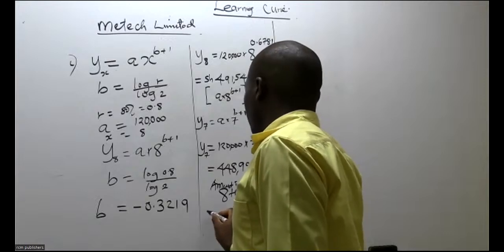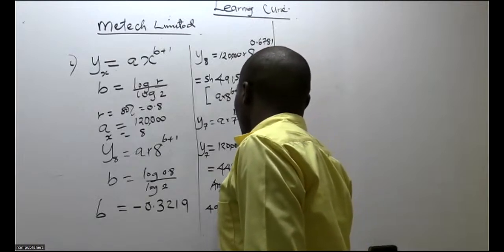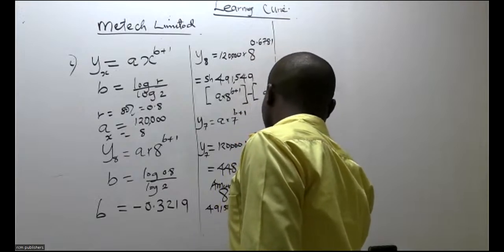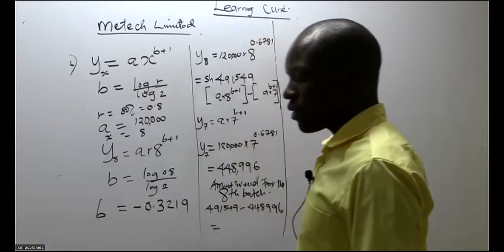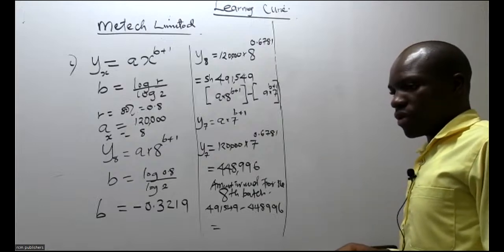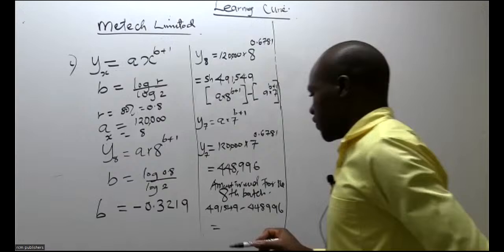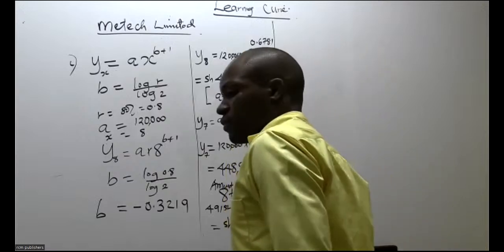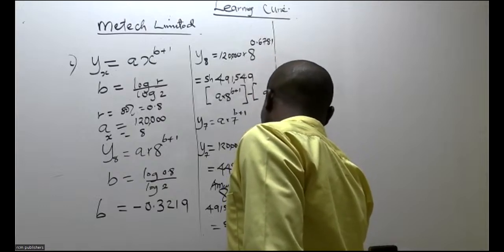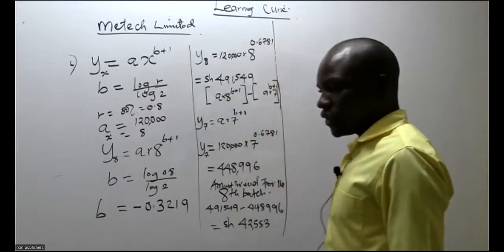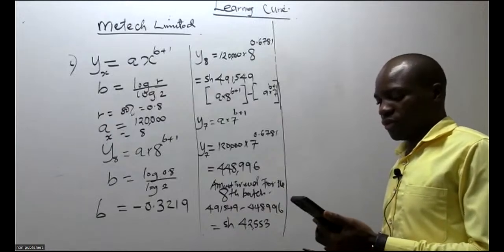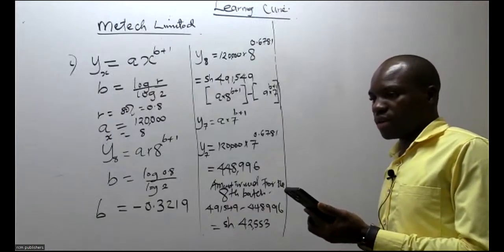is basically 491,549 less 448,996. So what will we have for the 8th batch? How much will you incur to produce the 8th batch? Shillings 42,553. Good. So is it now making sense? Is it now becoming easier to tackle?